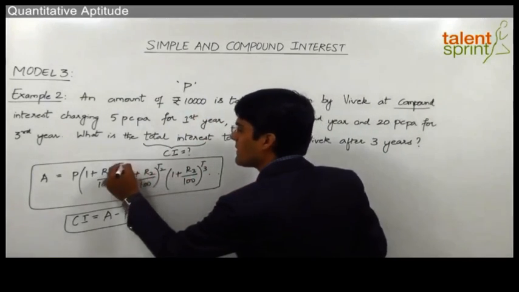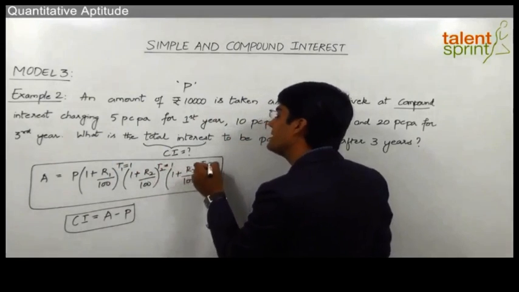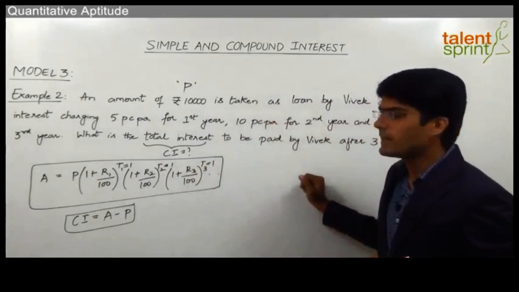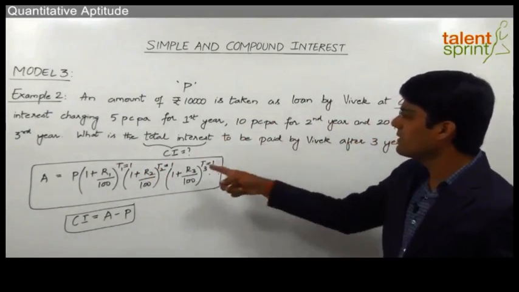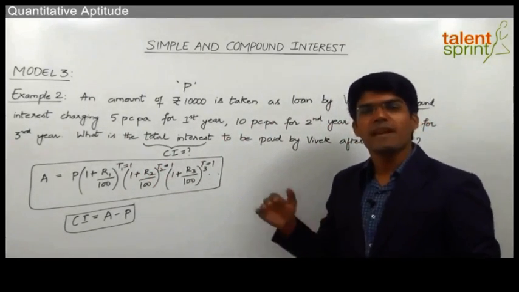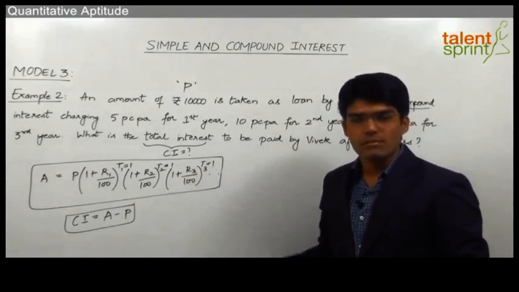Because T1 is for first year, T2 is for second year, that is a period of 1 year again, and T3 is for third year, that is again a period of 1 year. And R1 is equal to 5, R2 equals 10, and R3 equals 20. So let us first find out the total amount that has to be paid at the end of 3 years with the help of the given formula.